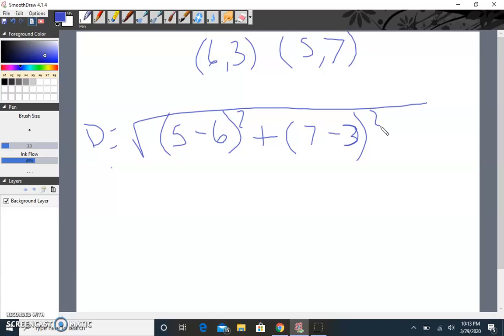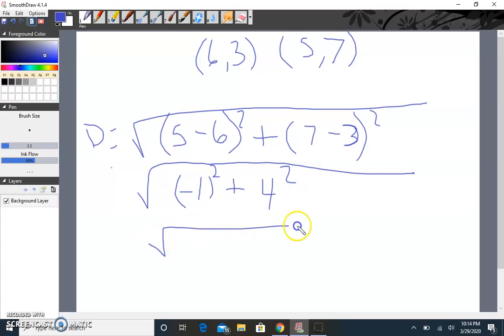So we got 5 minus 6, which gives us negative 1 squared, plus 7 minus 3 is 4 squared. Alright, so we're still working it down. What is negative 1 times negative 1? Well, that is a positive 1. What is 4 times 4, which is 16? So 1 plus 16 is 17. So our distance is the square root of 17.